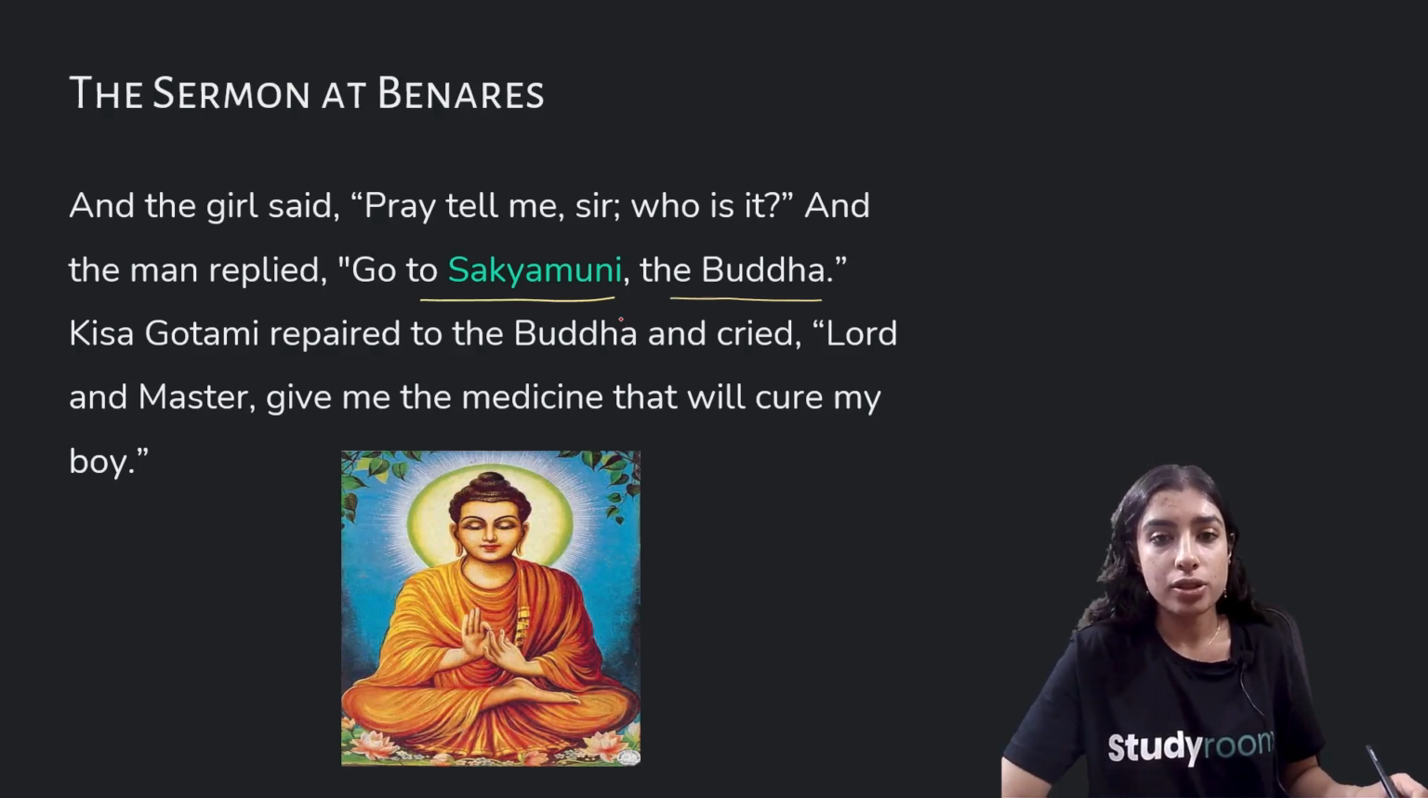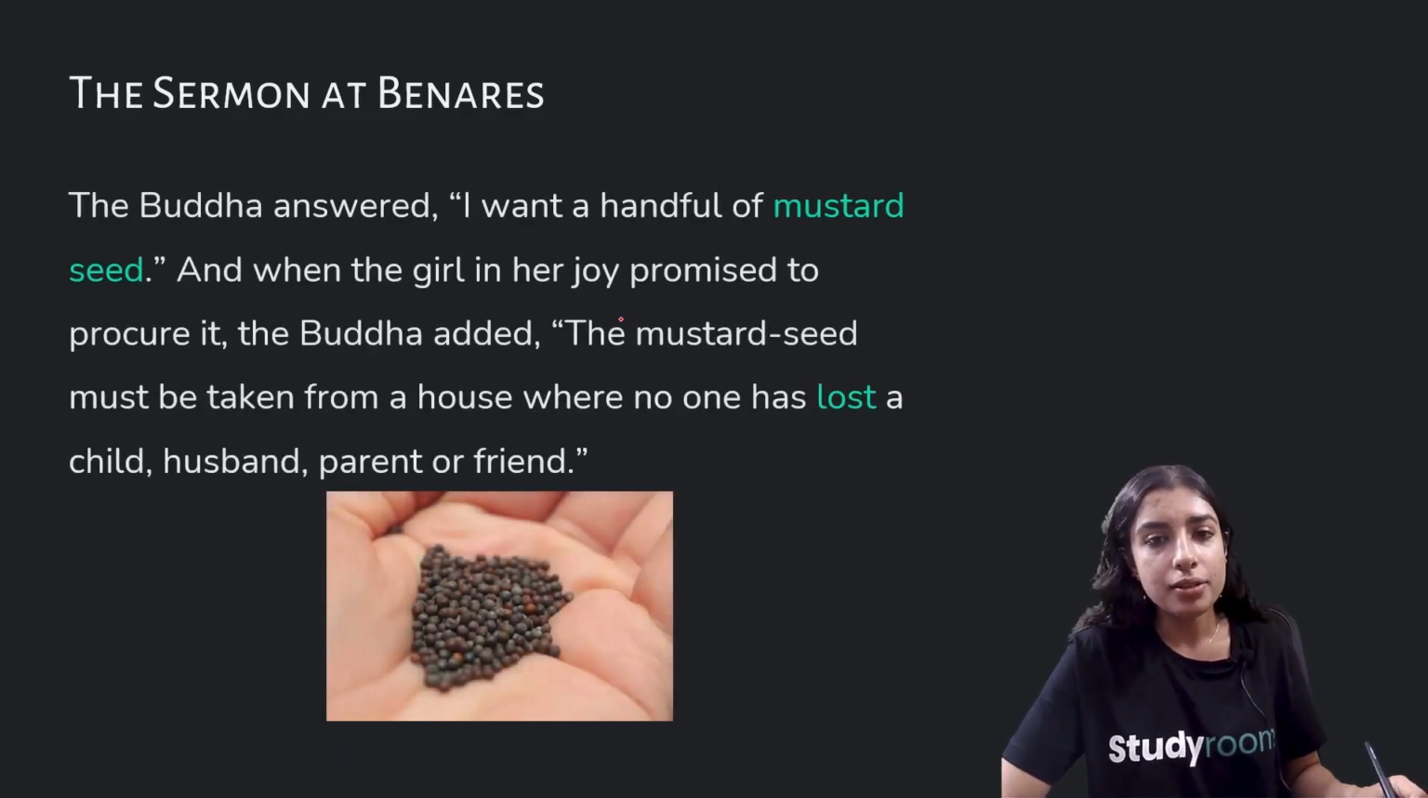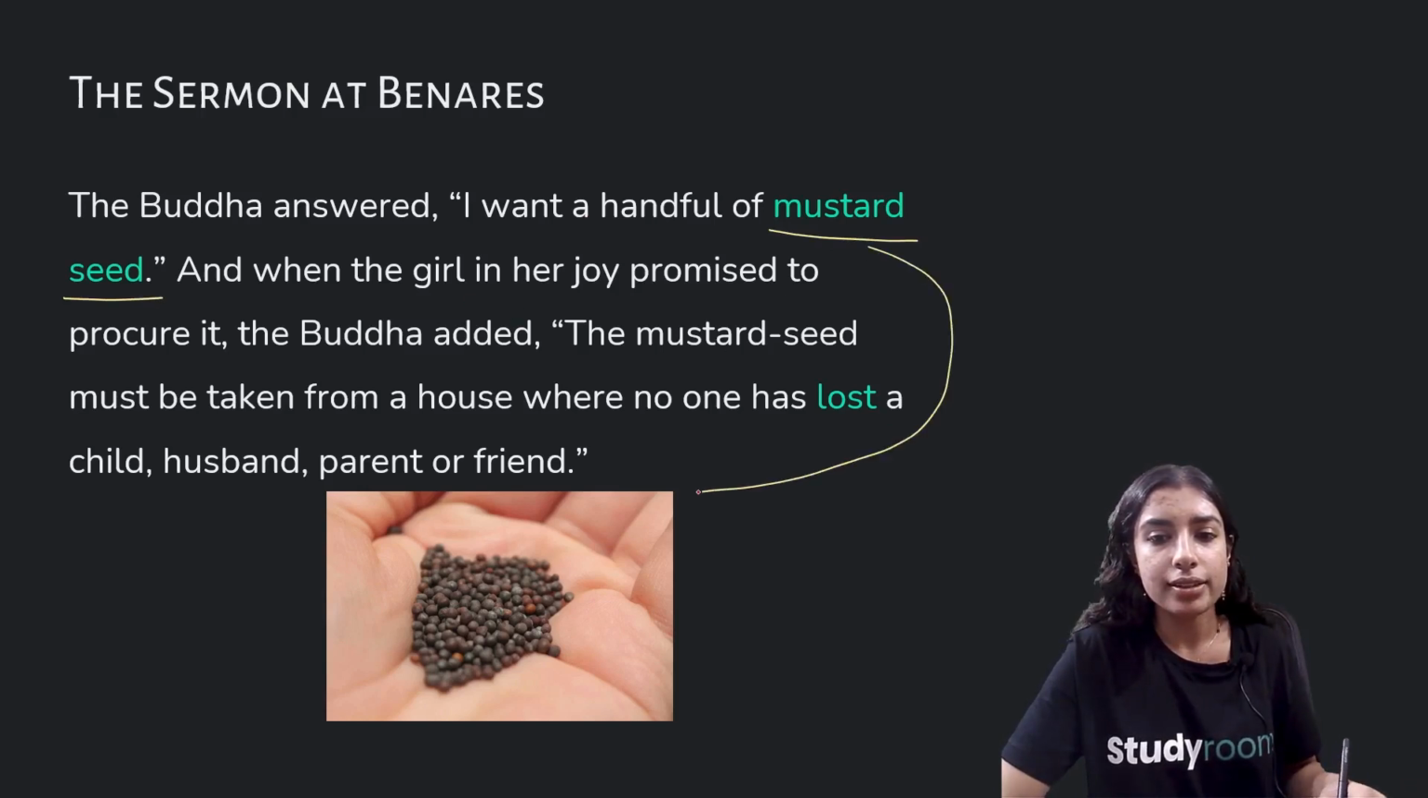After knowing that she must visit Sakyamuni or the Buddha for help with her son's sickness, she went to Buddha, and upon seeing him, she burst into a cry and asked him to help her son by giving her a medicine that will cure his disease. The Buddha answered, "I want a handful of mustard seed." You can see that mustard seeds look like this.